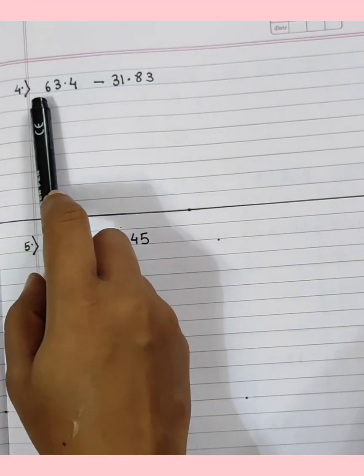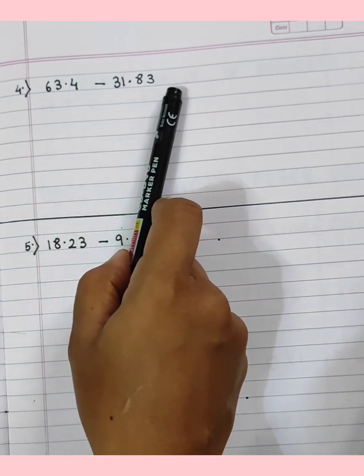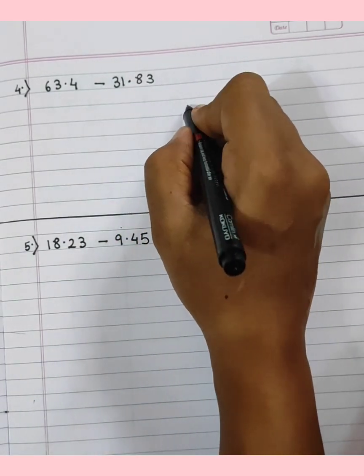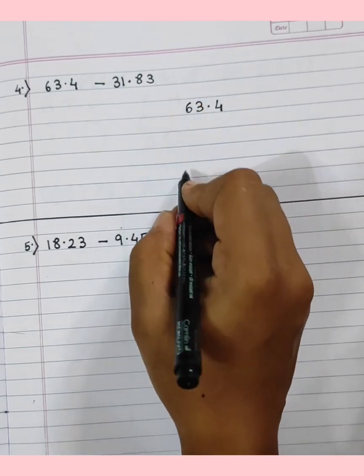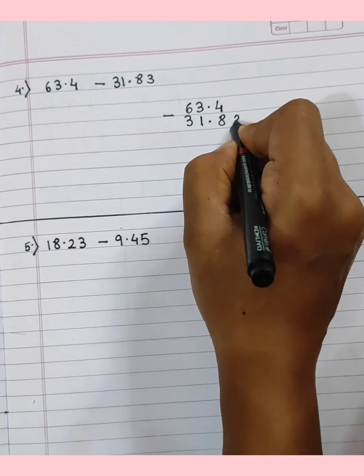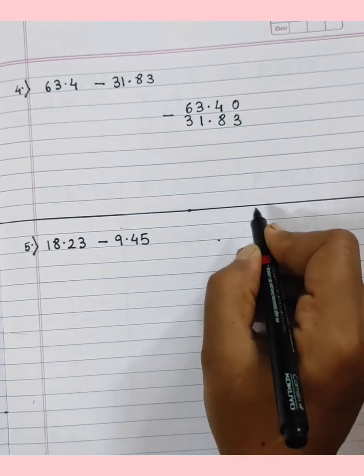Fourth sum. 63.4 minus 31.83. Now we are going to subtract this decimal fraction. So we will write here 63.4. Yes. Minus 31.83. Now there is no number above 3. So we will put 0.